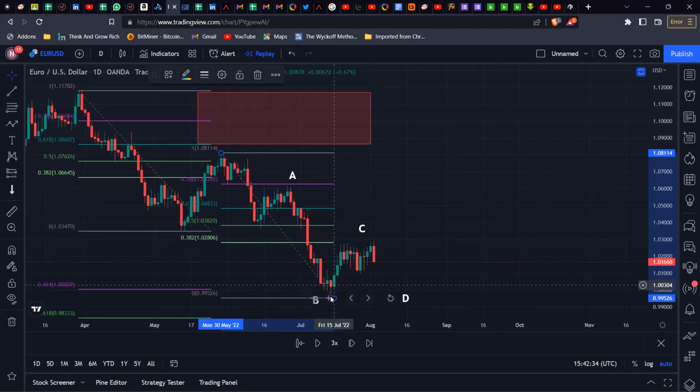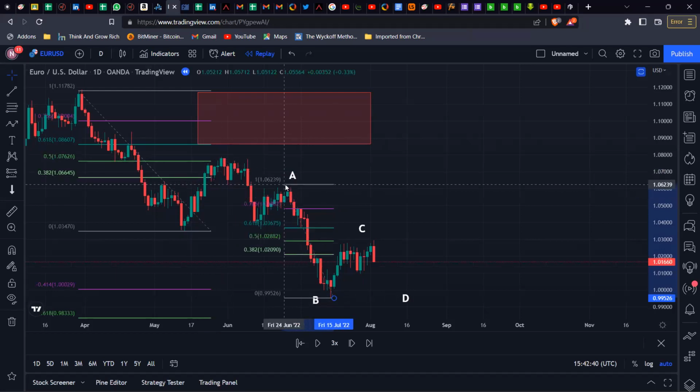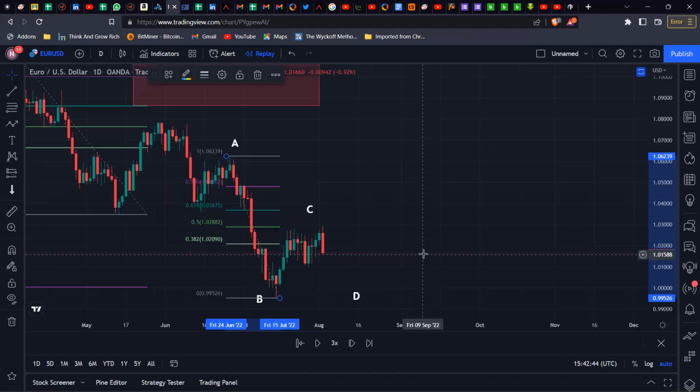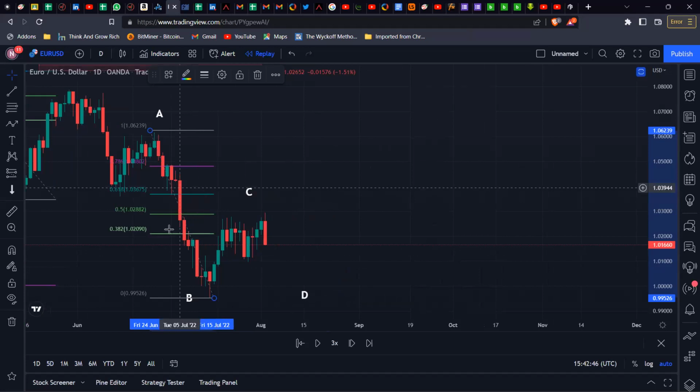So we go from A to B. We draw our fib like so. Let's use this A to B here because this is an established A to B. And then we wait. Did we get up to the 618? Probably not.